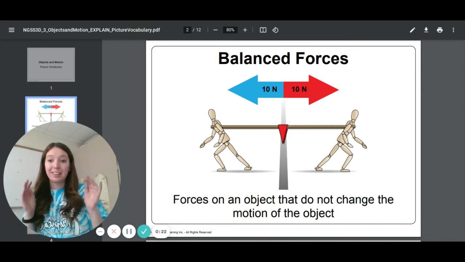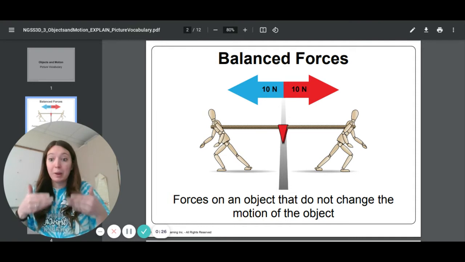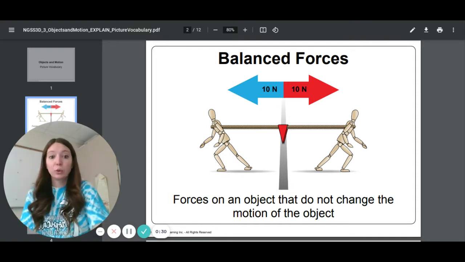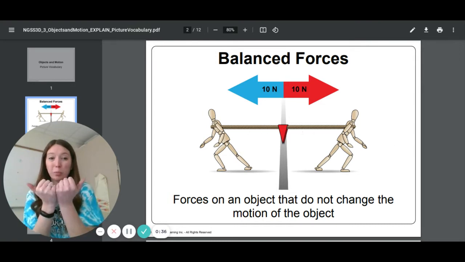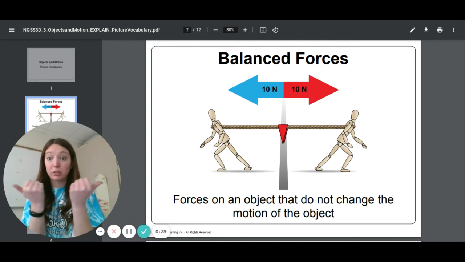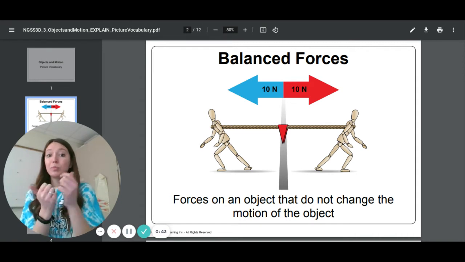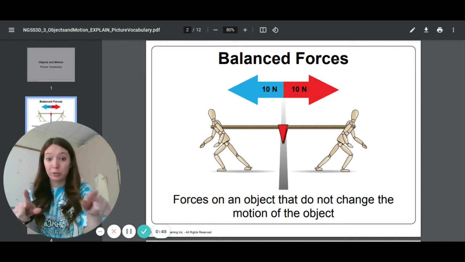So it means that the force is being applied in more than one place and the force is balanced, meaning it's equal on both sides. It's not moving. So you can see in this picture right here that there are two people and they're both moving in opposite directions, but they're moving with the same amount of force, okay? They're both pulling with the same amount of force. And you can see that with the arrows above.